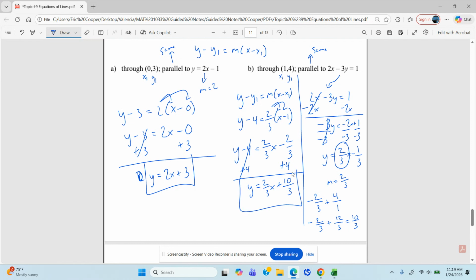So again, they didn't give us the slope, but they told us it's parallel. So if two lines are parallel, we know their slopes are exactly the same.